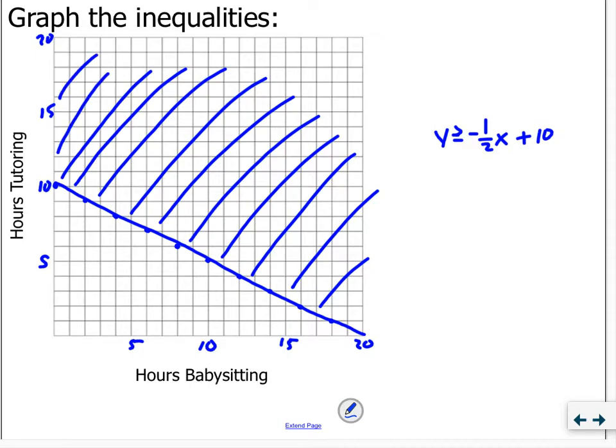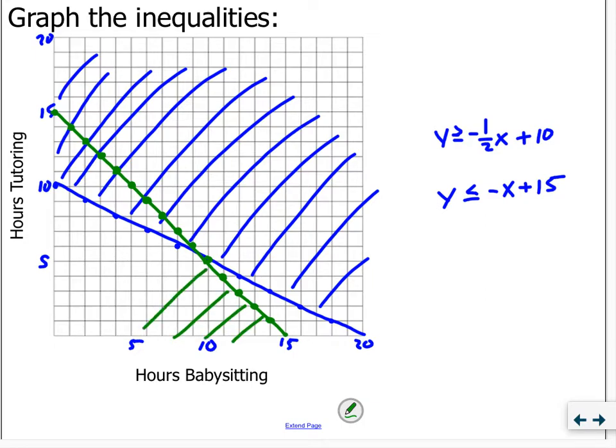Let's talk about graphing the other one now. The other one is y is less than or equal to negative x plus 15. We're going to graph this one in green. From 15, we're going down 1 each time. Again, it's going to be another solid line, and this is a less than or equal to, so we shade this one down. OK, so there's my clearly defined double shaded region.